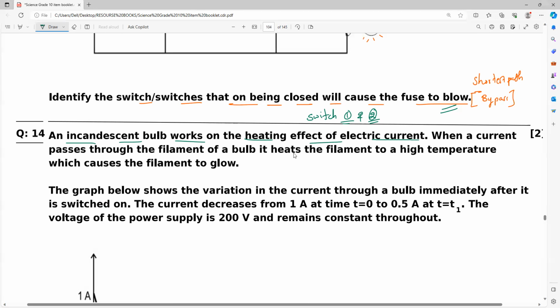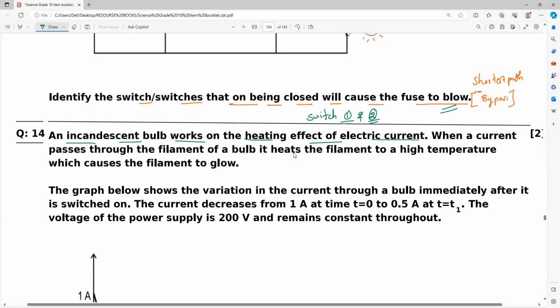Second practical application. Anybody tell me what is that? Incandescent bulbs. At least try to guess. I am asking you practical applications of heating effect of electric current. Second one, the filament of a bulb. What is the filament we are using in the bulbs? Anybody?